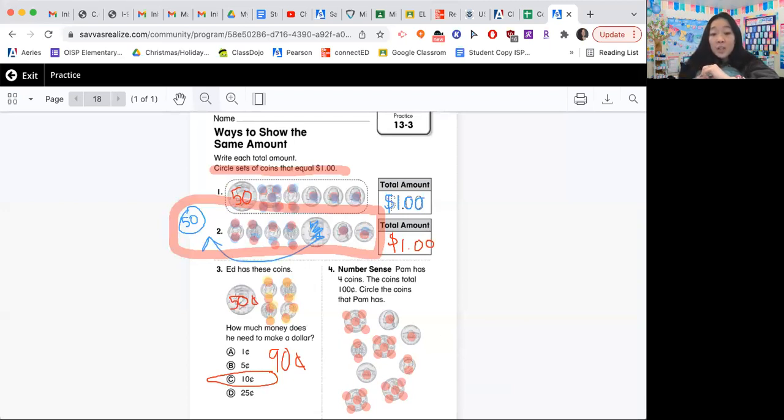Very good. I see a lot of you saying that we should use the 4 quarters. 25, 50, 75, 100. That is how we would get to $1, the 4 quarters.